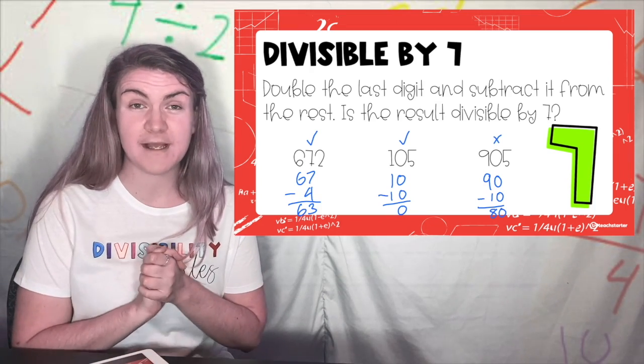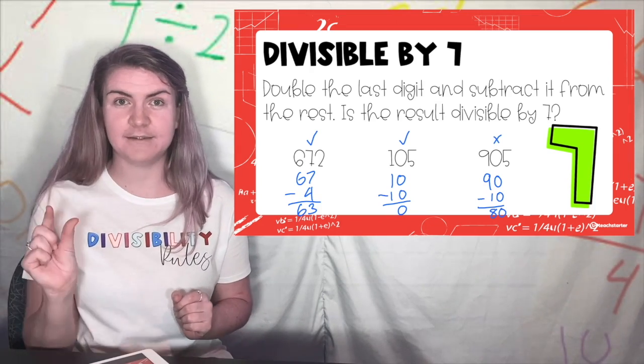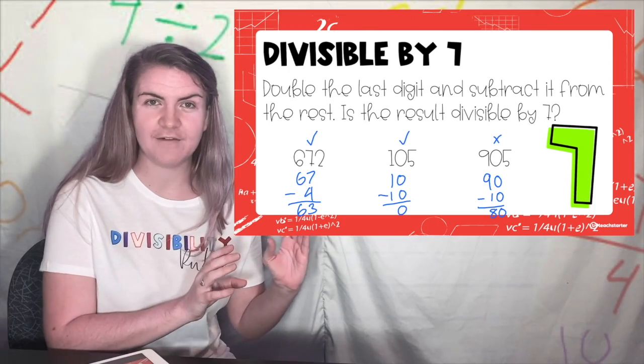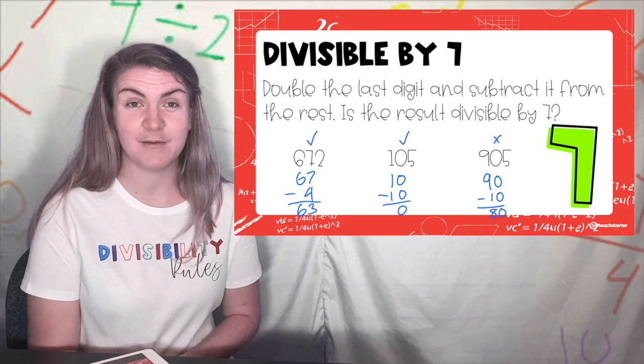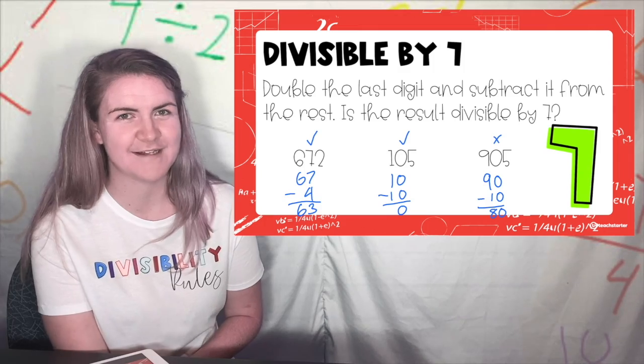So for divisible by 7, take the last digit, double it, and take it away from the number that you have left over. Is that number divisible by 7? Then yes, it's divisible by 7.